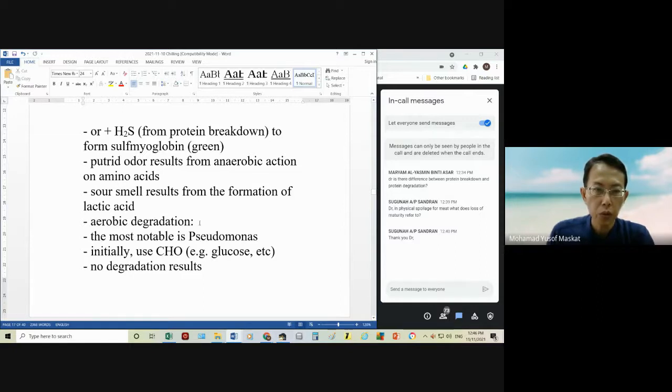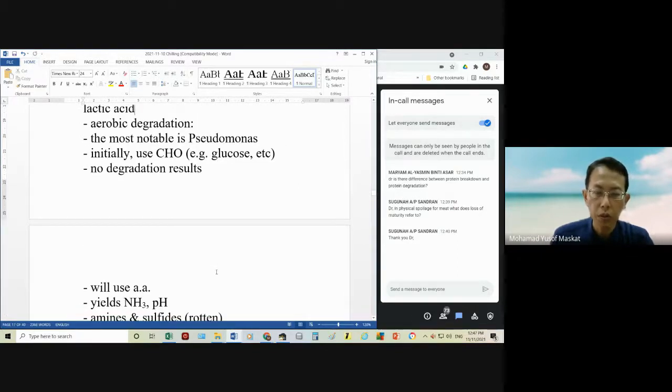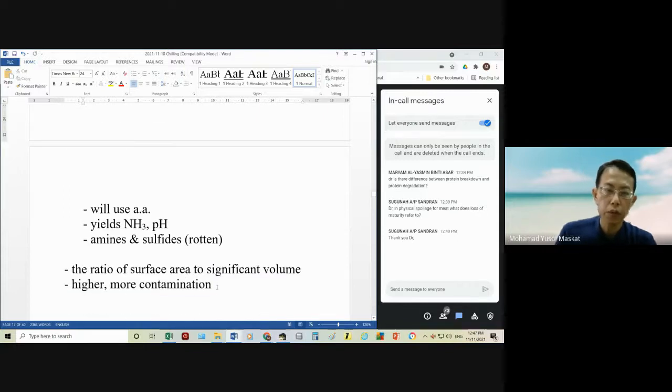Then there will also be aerobic degradation. The most notable organism is Pseudomonas. It will usually use the most freely available source of energy, the carbohydrates on the surface, so not much degradation can be seen at first. After that it will start to use the amino acids and break down the protein, producing ammonia. It also increases the pH, sorry, and produces amines and sulfides. All of these are aromatic.